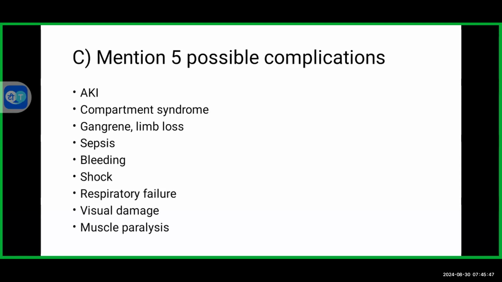So the question mentioned 5 possible complications. Apart from the AKI, they could have compartment syndrome, gangrene and limb loss. They could develop sepsis, severe bleeding. They could come in shock. They could develop respiratory failure from the respiratory muscle paralysis, and then visual damage.